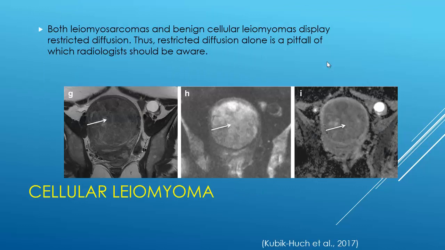Both leiomyosarcomas and the benign cellular leiomyoma display restricted diffusion, and from this came the pitfalls. Sometimes it is a cellular leiomyoma and not leiomyosarcoma, but since there is some suspicion, you should put the possibility that it may be leiomyosarcoma together with the correlation with the clinical state of the patient. Is this leiomyoma rapidly enlarging or not? We have to know the history of this female.